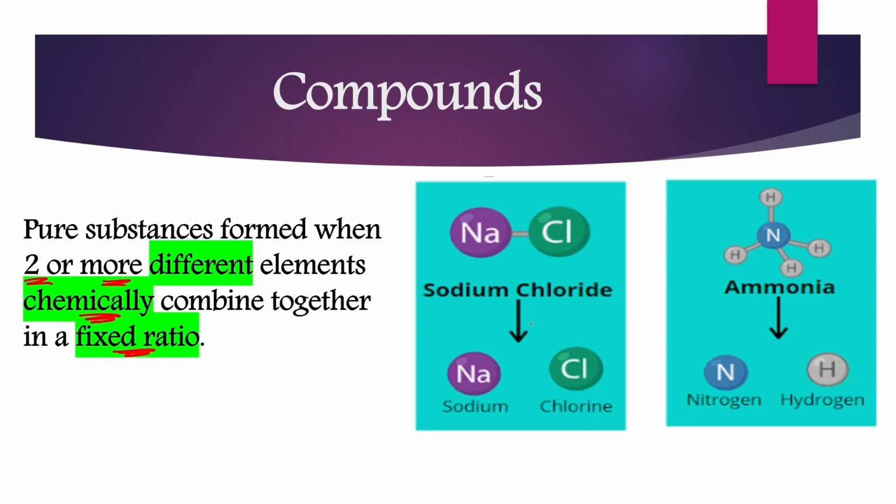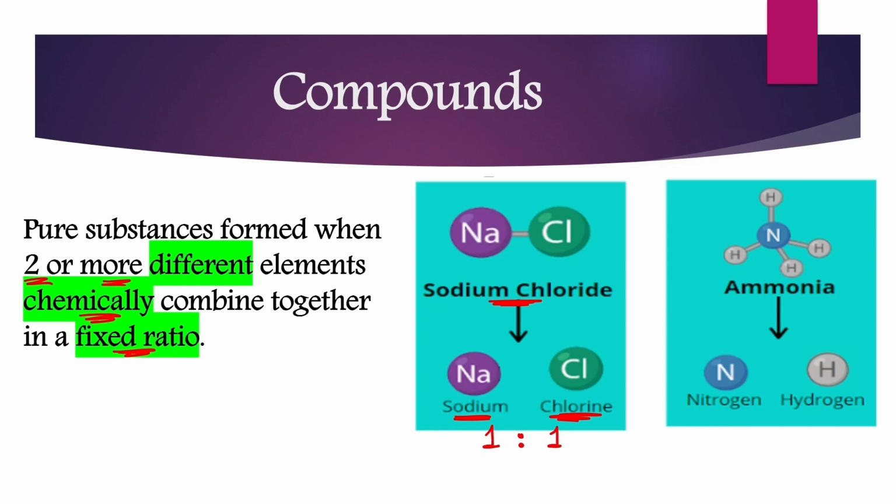For example, I have here sodium chloride or table salt. Sodium chloride is composed of two different elements. The first one is sodium, the other one is chlorine, and they are chemically combined together in a fixed ratio. What do I mean by fixed ratio here? For example, here I have one sodium atom to one chlorine atom.